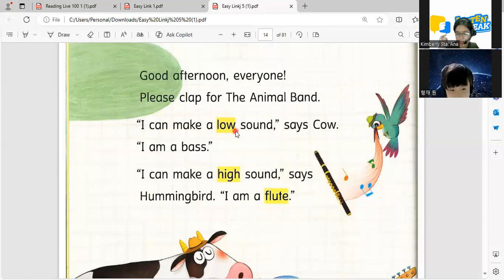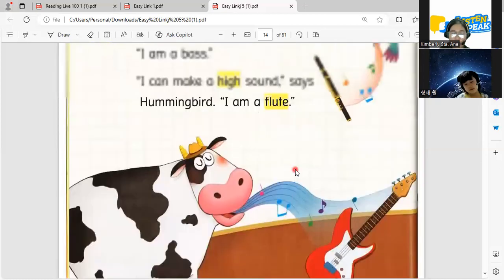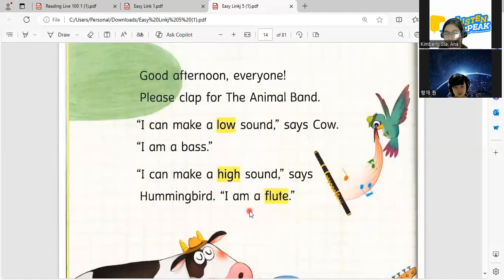Okay, so this is the animal band, Tori, and we have different animals with different instruments. So, what is the instrument of the cow? The cow can make a low sound. That's correct. But what is the instrument of the cow? This is a bass. Okay, so the cow is playing the bass guitar. How about the hummingbird? What sound can a hummingbird make?